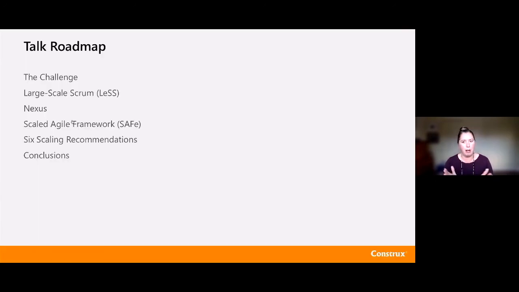So we will first talk about why is scaling so challenging. Then I'll give you a brief overview of LeSS, Nexus, SAFe. We'll talk about those 6 recommendations, and I'll leave you with a couple conclusions about scaling.